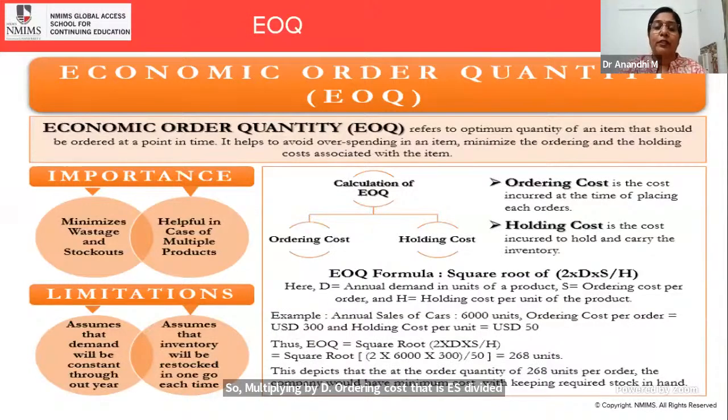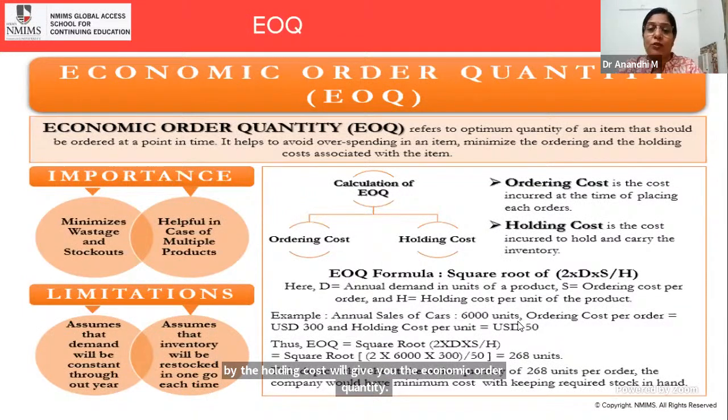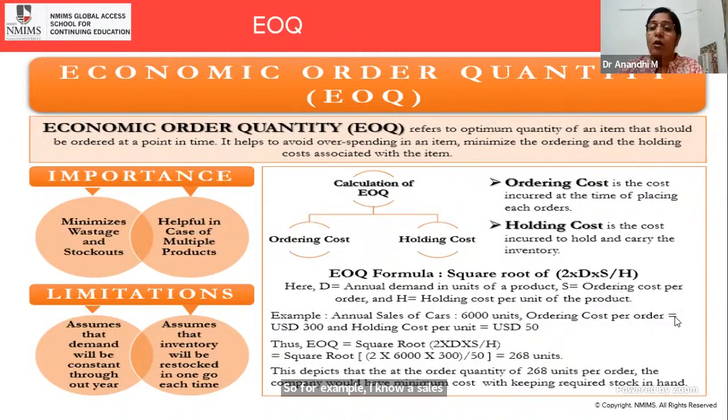So for example, annual sales of cars is 6,000 units. The ordering cost per order is 300 USD. So for ordering cost, they might have calculated and kept a note of how much it costs to place a single order. So you will be knowing the ordering cost. And the holding cost, that includes your transportation, carrying inventory and all that, is 50 USD, right?